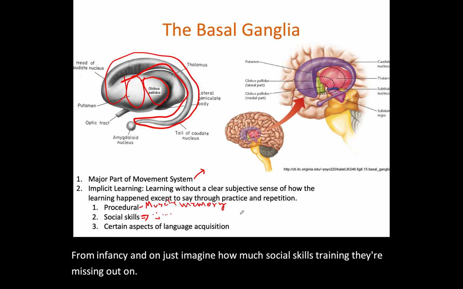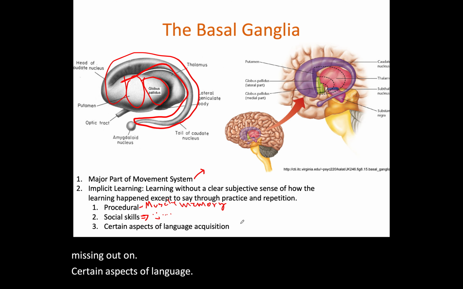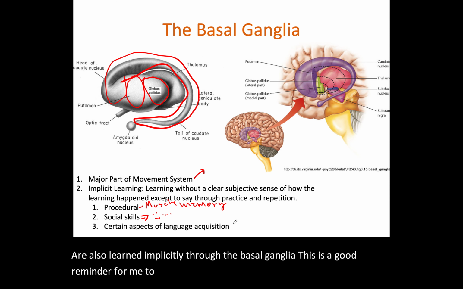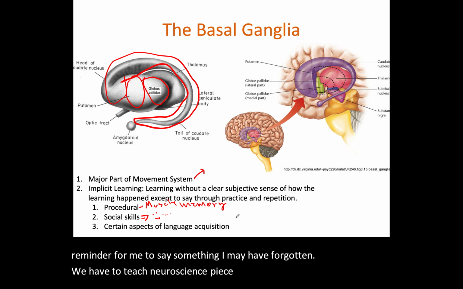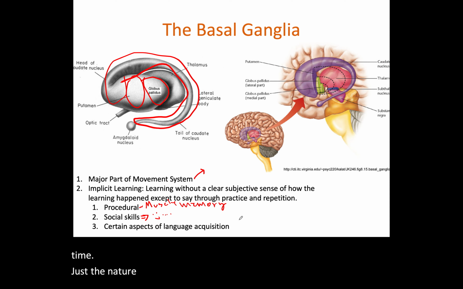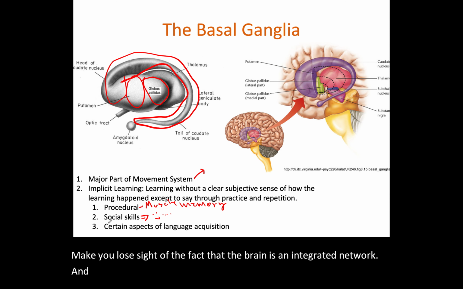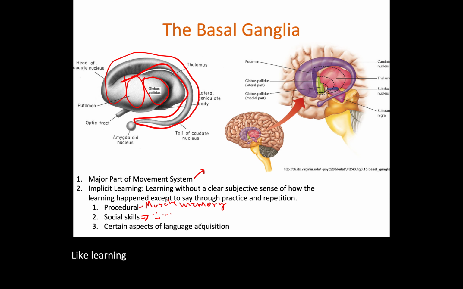Certain aspects of language are also learned implicitly through the basal ganglia. This is a good reminder for me to say something I may have forgotten. We have to teach neuroscience piecemeal, one system or one area at a time. It's just the nature of education. But that might make you lose sight of the fact that the brain is an integrated network, and most challenges of life, like learning a language, like social skills, are going to require multiple learning systems.